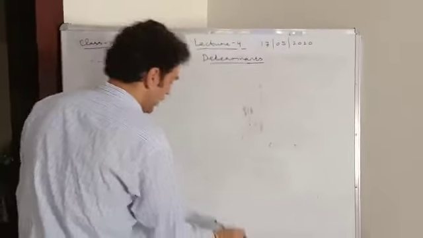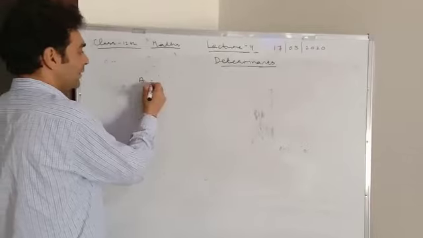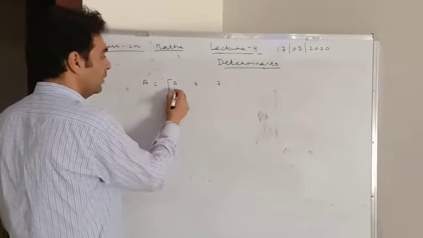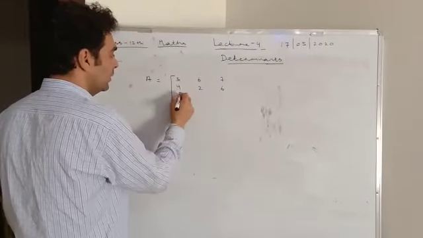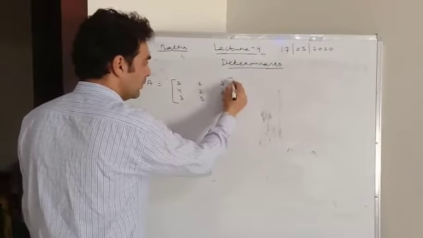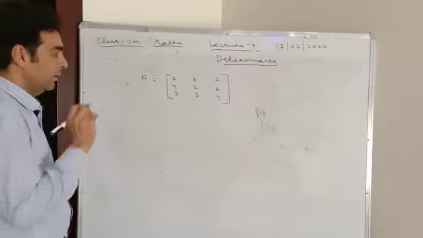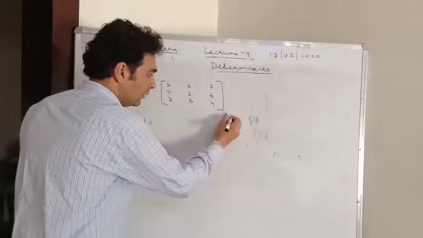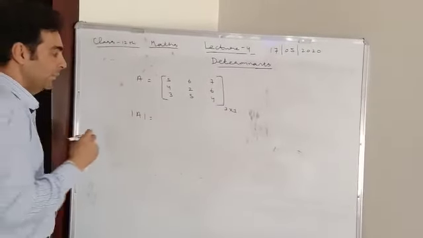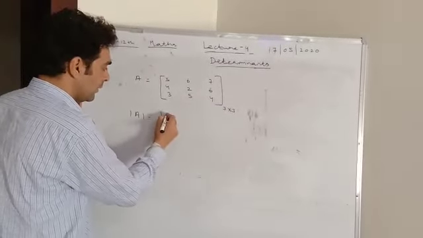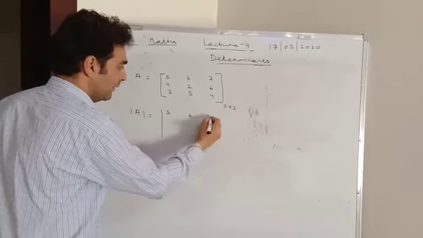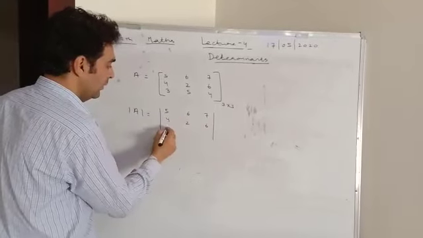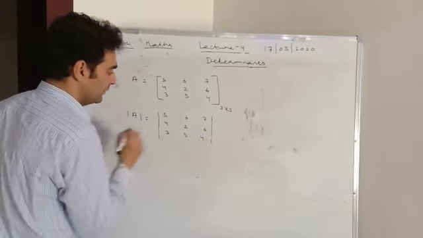Now the determinant of a 3 by 3. For example, matrix A is 5 6 7, 4 2 6, 3 5 4. For example, this is the matrix A. We have to find out the determinant of matrix A. This is a 3 by 3. So what will we do? 5 6 7, 4 2 6, 3 5 4.